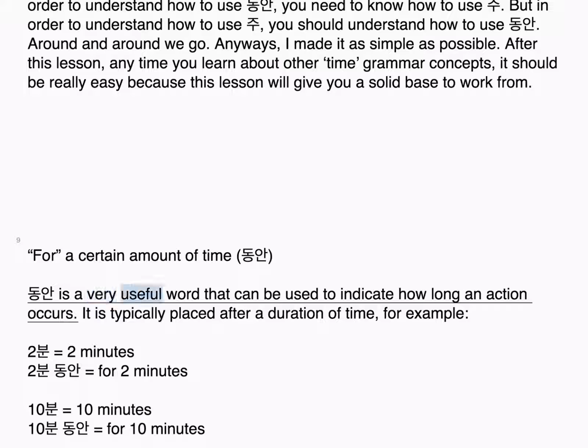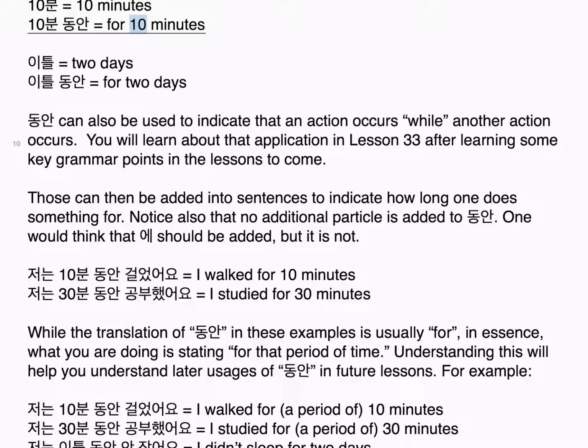For a certain amount of time, 동안 is a very useful word that can be used to indicate how long an action occurs. It is typically placed after a duration of time. For example, 2분, 2 minutes. 2분 동안, for 2 minutes. 10분, 10 minutes. 10분 동안, for 10 minutes. 이틀, 2 days. 이틀 동안, for 2 days. 동안 can also be used to indicate that an action occurs while another action occurs. You will learn about that application in Lesson 33 after learning some key grammar points in the lessons to come.